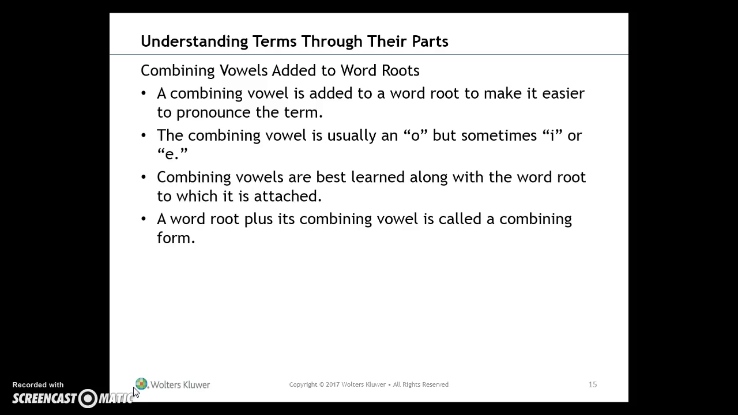So combining vowels, this seems a little more complicated than it is, but you're going to get really good at this by the end of the semester. A combining vowel is added to a word root to make it easier to pronounce. It's usually an O, an I, or sometimes an E. They're best learned along with the word root to which it's attached. And a word root plus its combining vowel is called a combining form, and that's really what we use in this course. So I'm going to pause here until we get to the next section and go to part 2 of your live lecture.